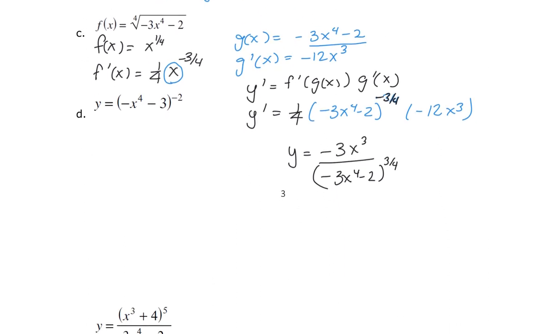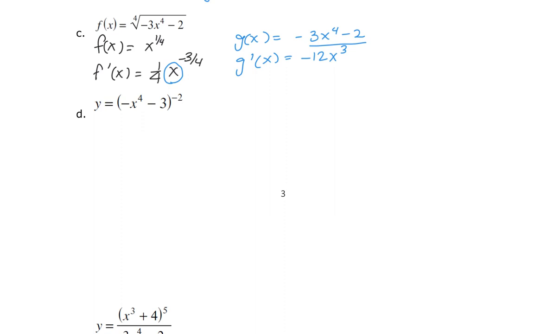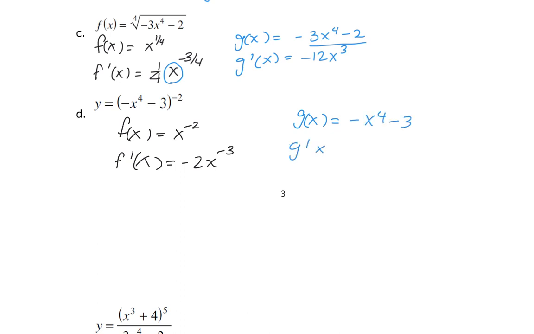All right, let's take a look at D. Again, I'm going to do my outer function, f of x, which is x raised to the negative 2. f prime of x is going to be negative 2x raised to the negative 3, because we're always subtracting a power. My g of x will be my inner function, which is negative x to the 4th minus 3. g prime of x is going to be equal to negative 4x raised to the 3rd power. y prime is equal to f prime of g of x multiplied by g prime of x.